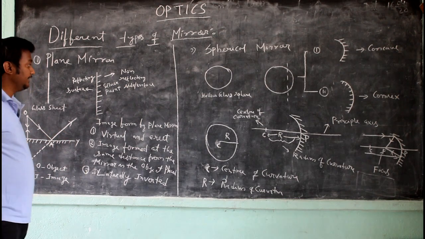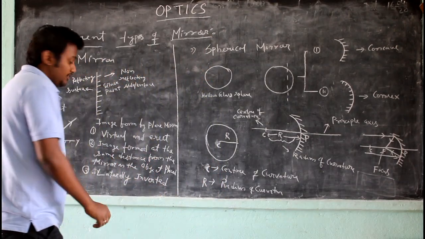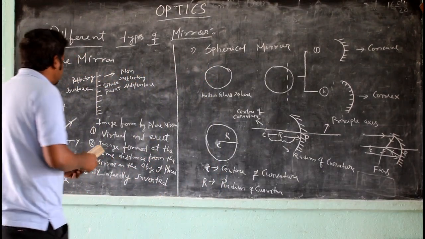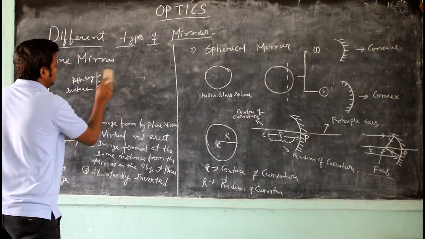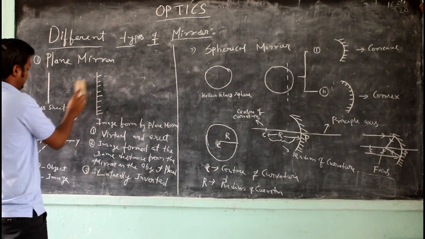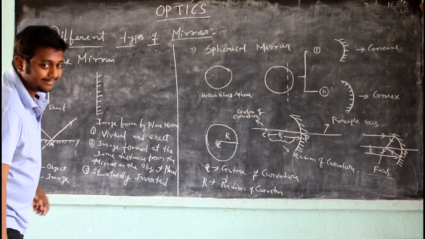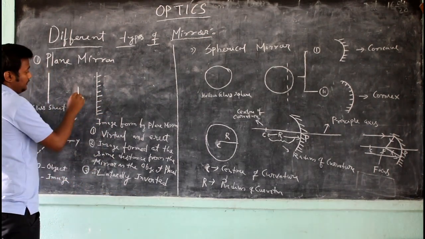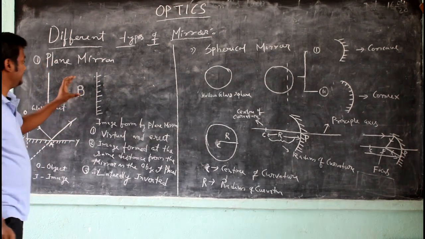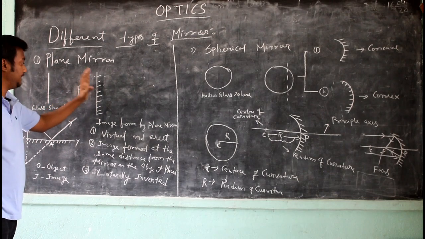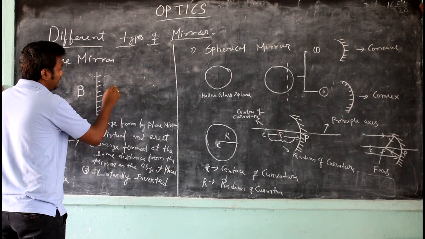Number 3 is laterally inverted. Laterally inverted. Okay, laterally inverted. So in this case, let me give you some examples. Suppose you take the letter B as an object. When you see it in the plane mirror as an image, you can see that it will appear like this.